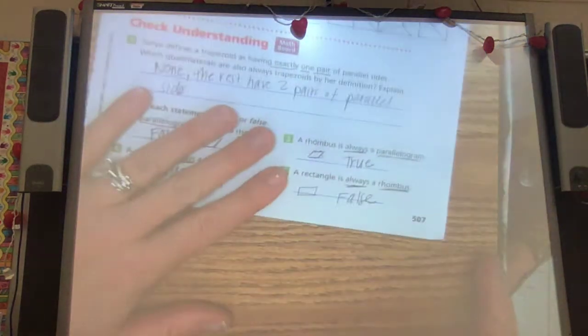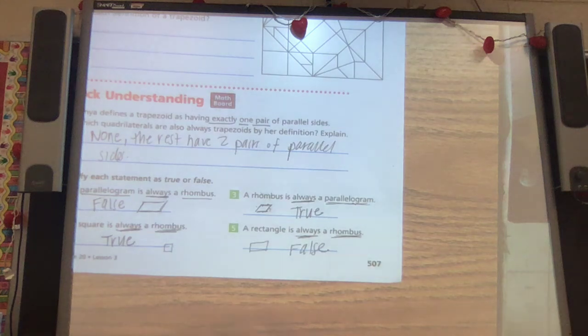All right, boys and girls, so there is our lesson on quadrilaterals. Make sure that you're looking at your anchor chart that shows you these different quadrilaterals also.